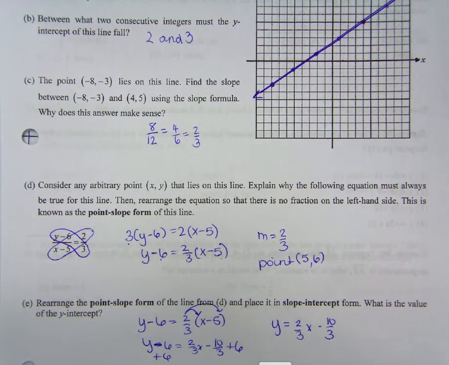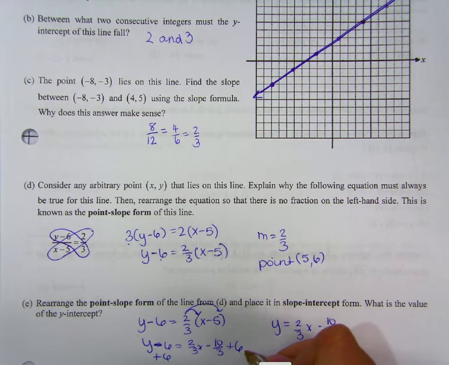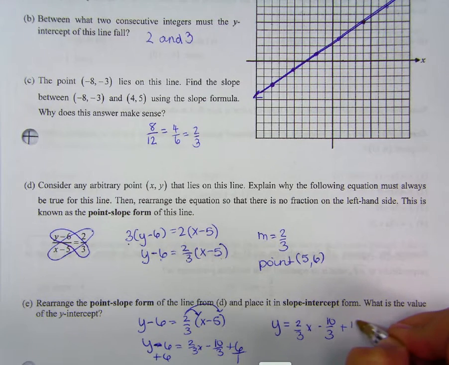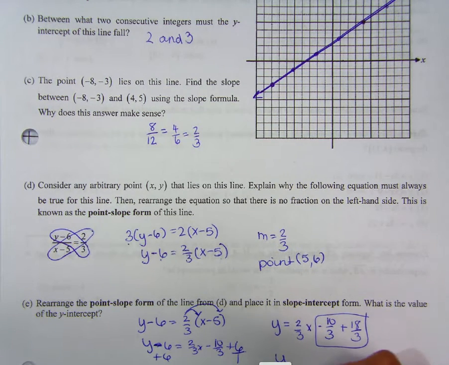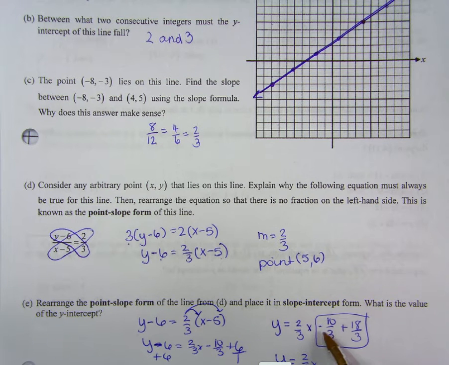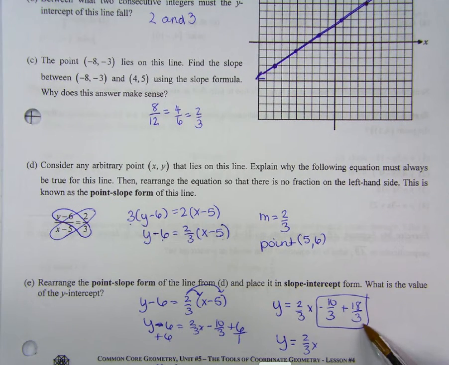And to add fractions, you need a common denominator, so I have to add 6, and all of my other fractions have a denominator of 3. So 6, if I want to make it have a denominator of 3, I have to multiply everything by 3. So that's going to be plus 18 over 3. And so now when I add those, I get y equals 2/3 x, and then minus 10/3 plus 18/3 is going to be a positive 8/3.